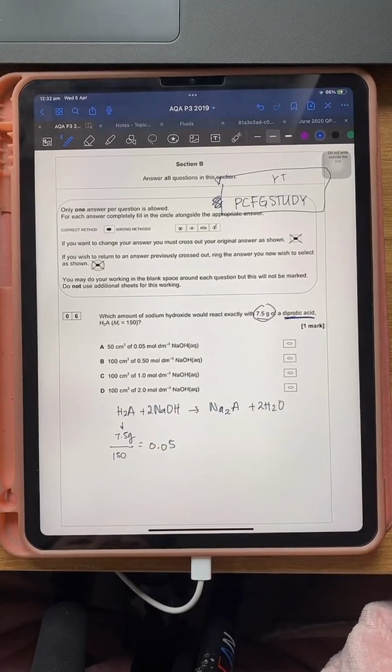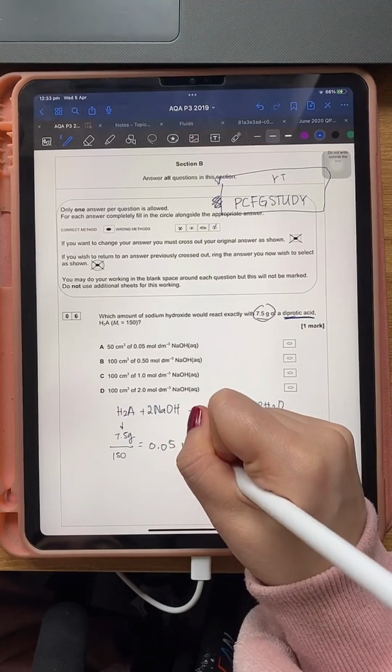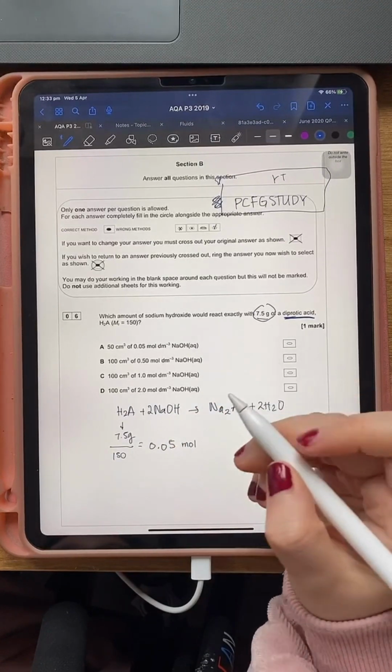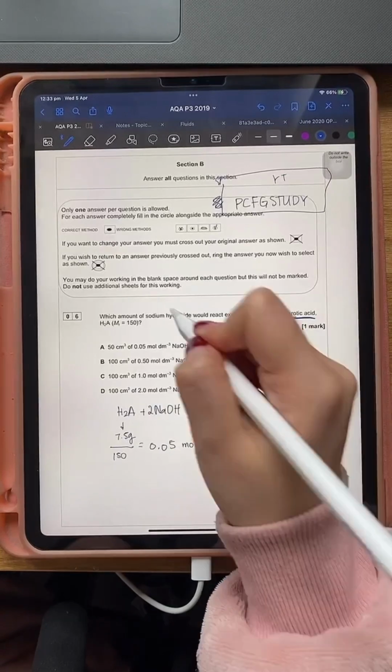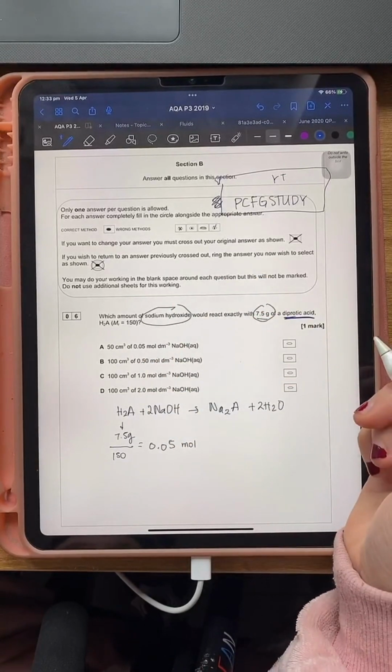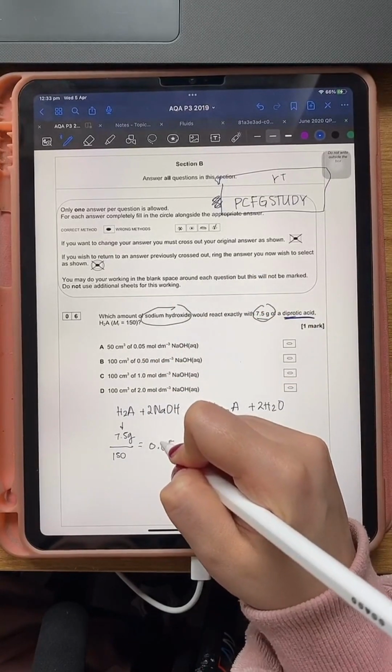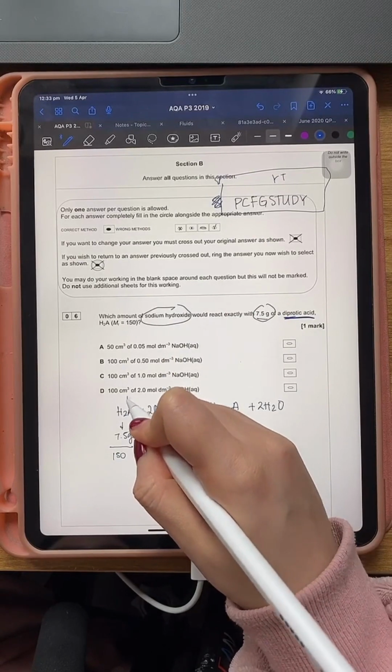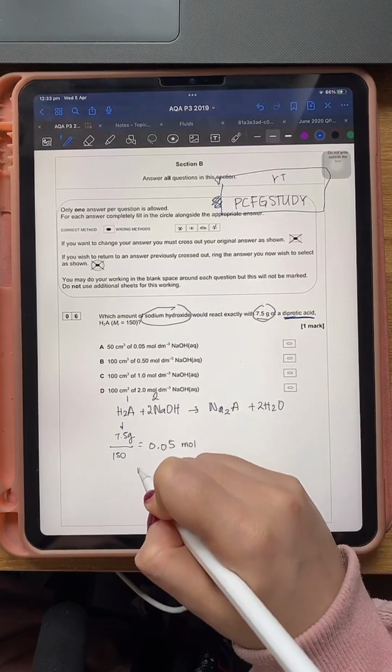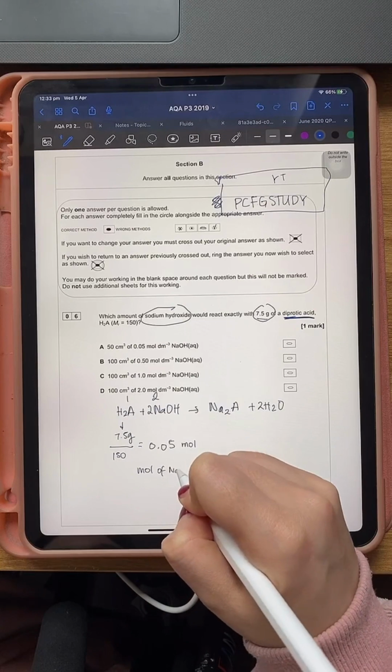Now, we want to know how much sodium hydroxide is used. So, use the ratio, 1:2. This is 1, that's 2. So, moles of NaOH will be equal to 0.05 times 2.